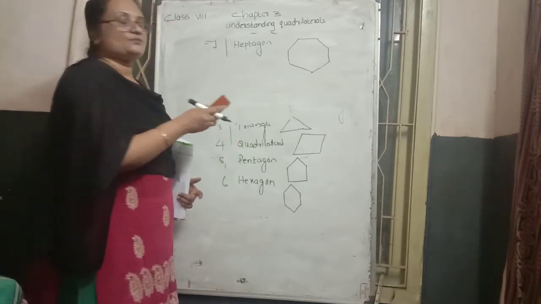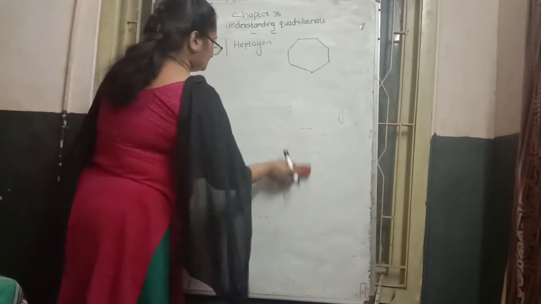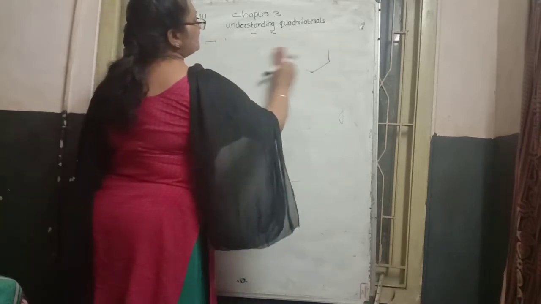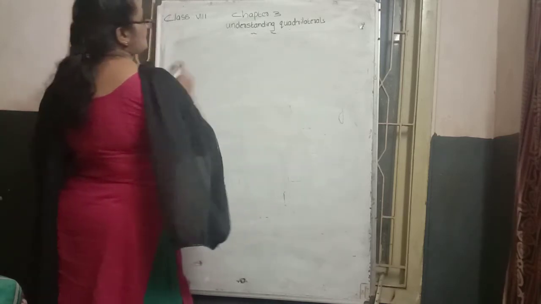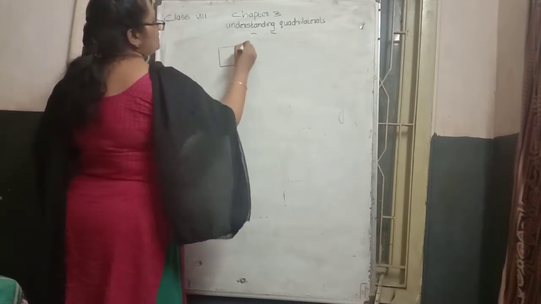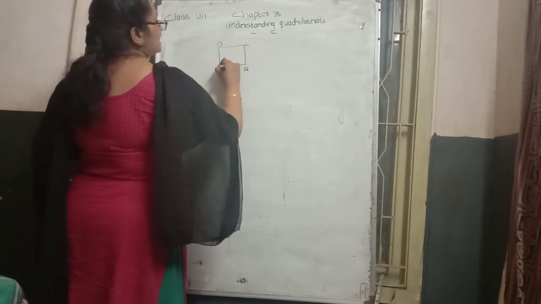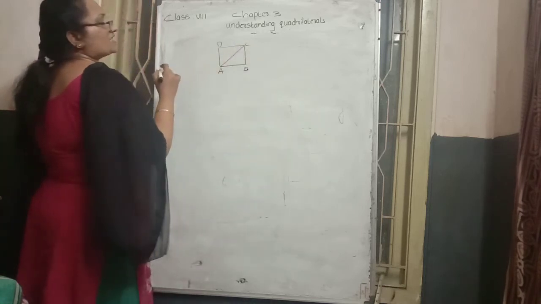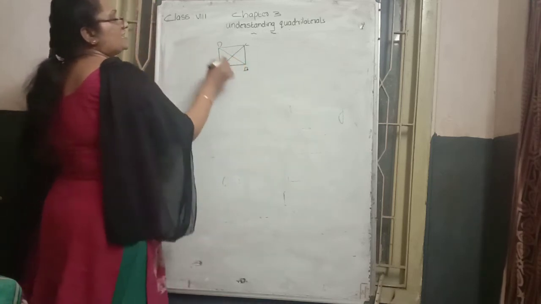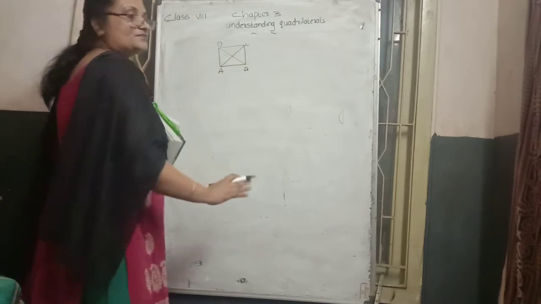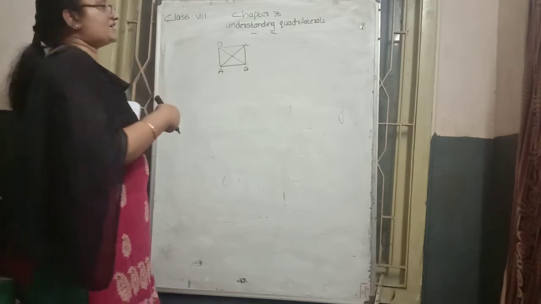We can divide polygons into different categories. Then next, we learn about the diagonal. What is a diagonal? Opposite vertices joined by a straight line. For example, see here a square or rectangle shape, A, B, C, D. A and C are opposite vertices, joined by a straight line. B and D are opposite vertices, joined by a straight line. They are known as diagonals. Diagonal means opposite vertices joined by a straight line.